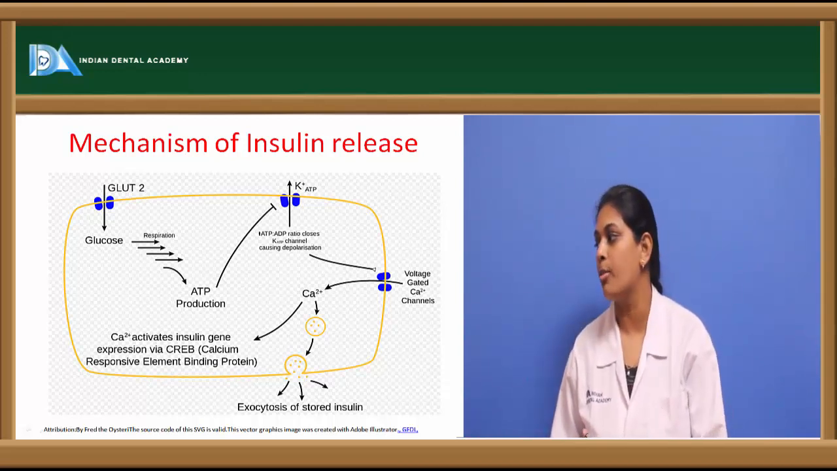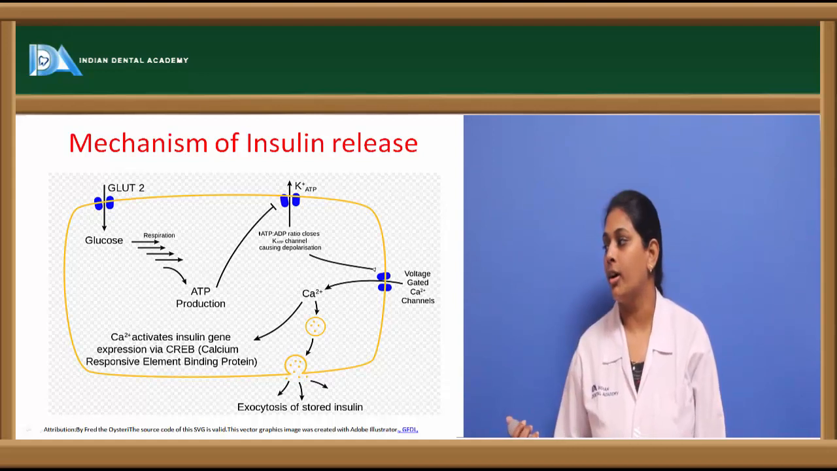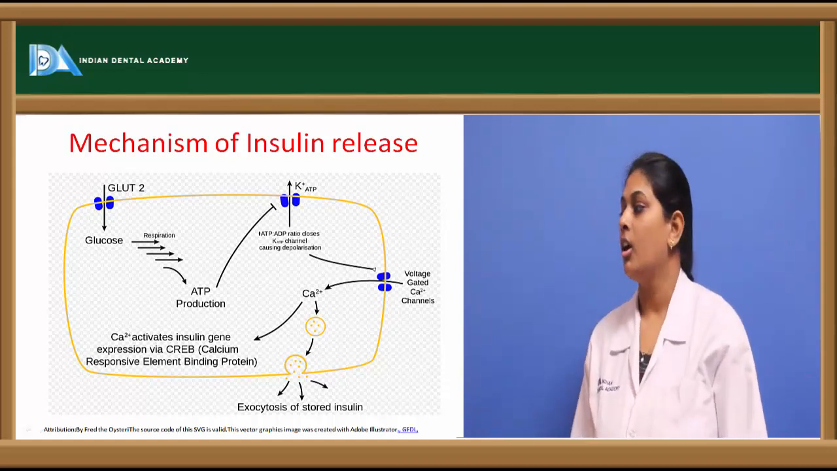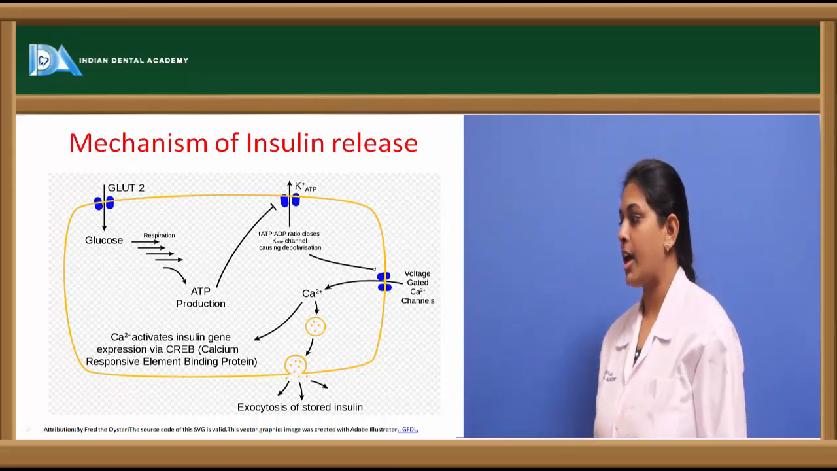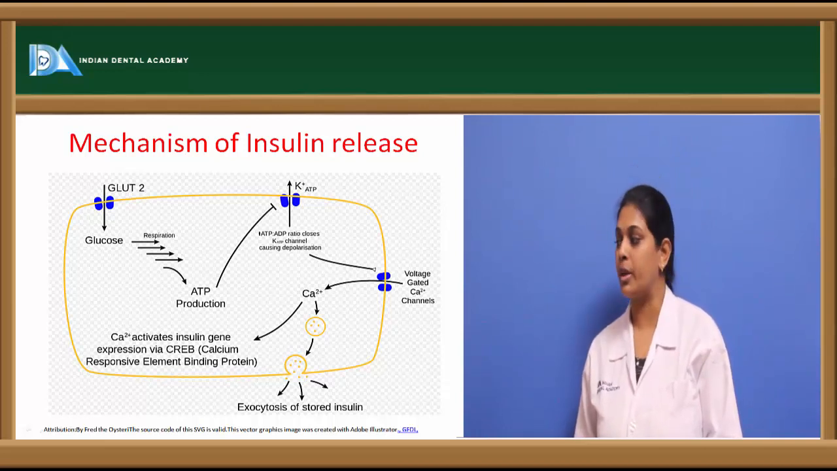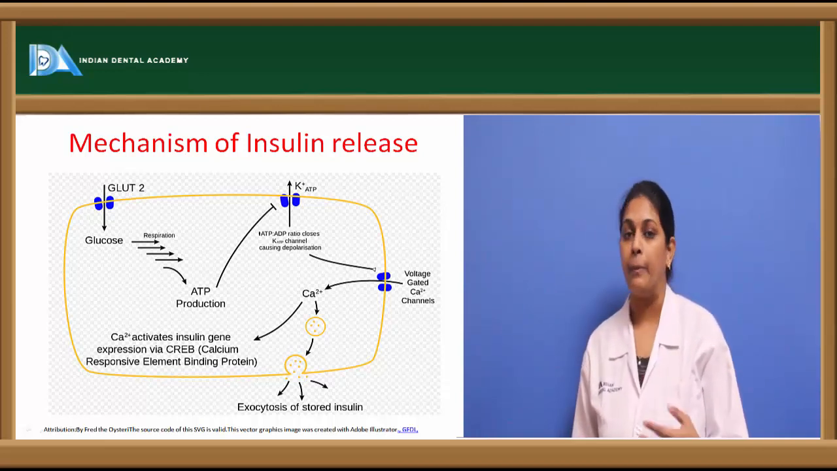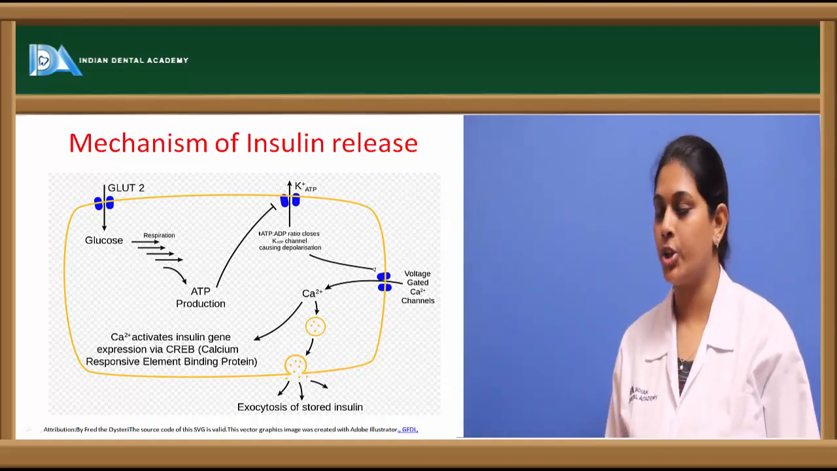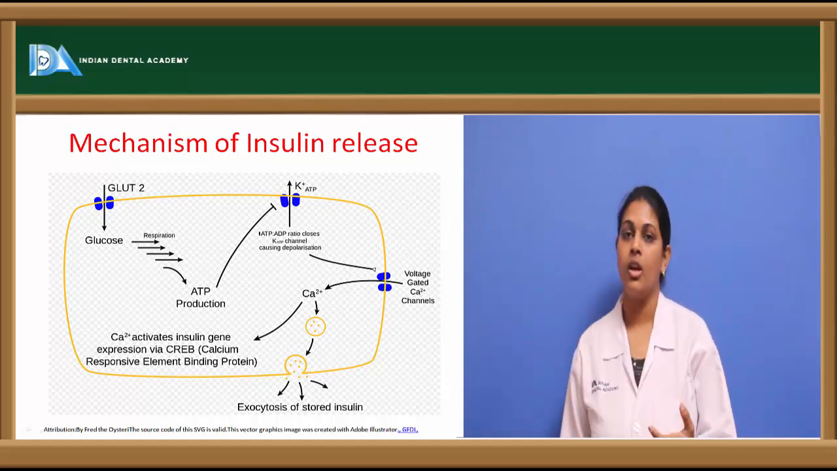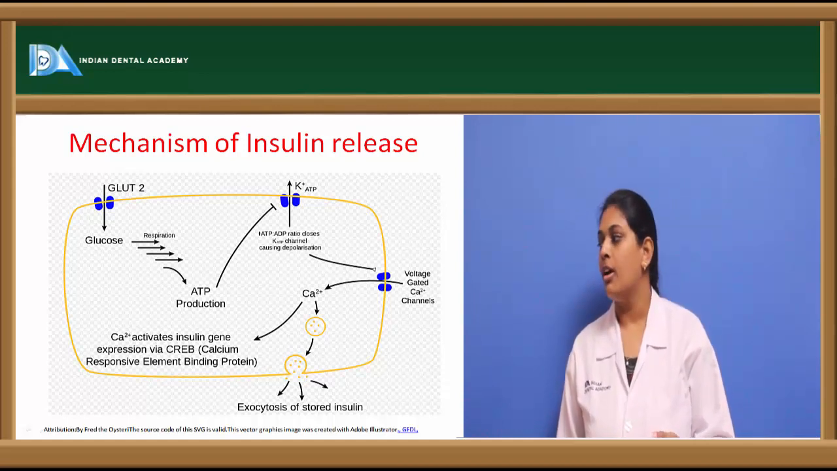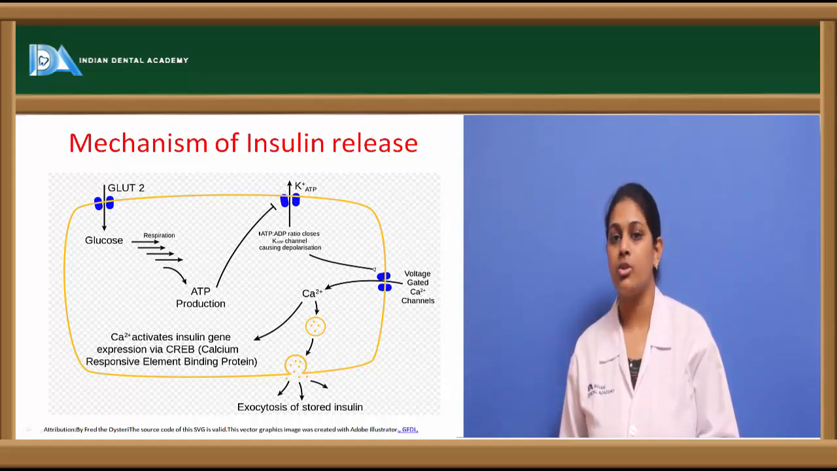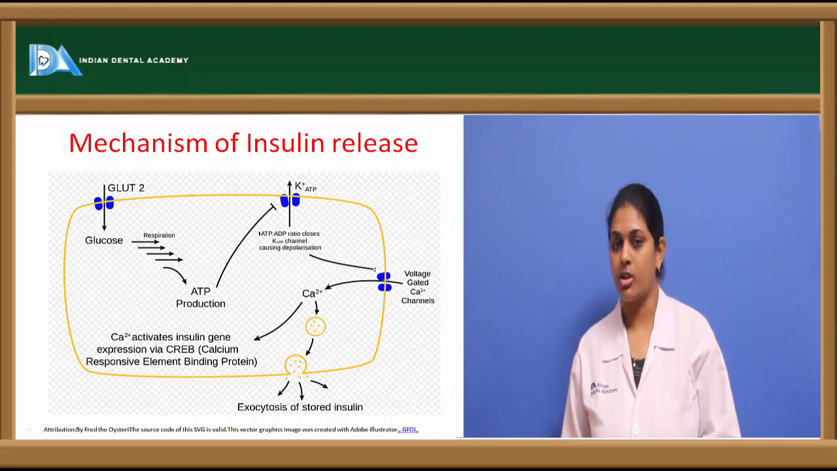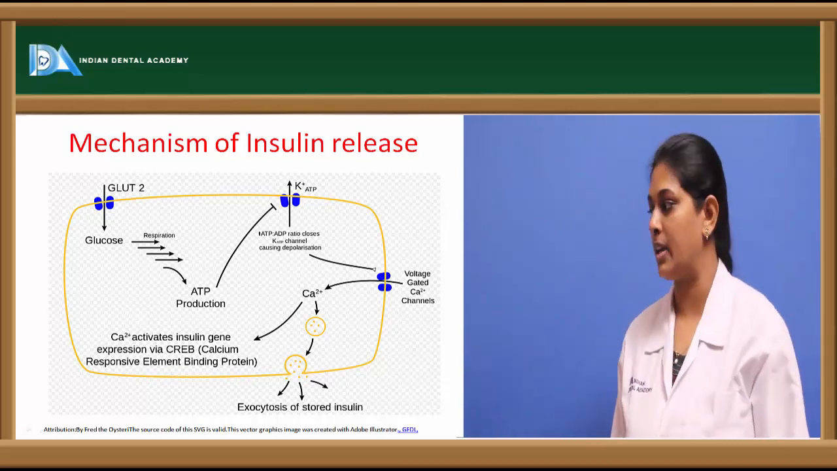So this is the mechanism of insulin release, showing the movement of the glucose transporter 2, where glucose is converted into glucose 6 phosphate, generating ATP and altering the ion channel activity, where there is efflux of potassium and influx of calcium, whereby this causes the exocytosis of the stored insulin from the pancreatic beta cells.